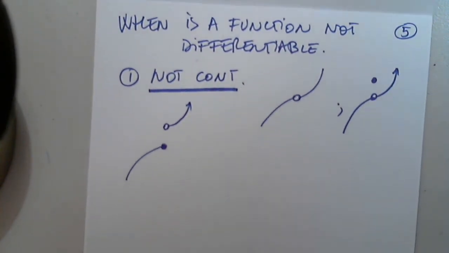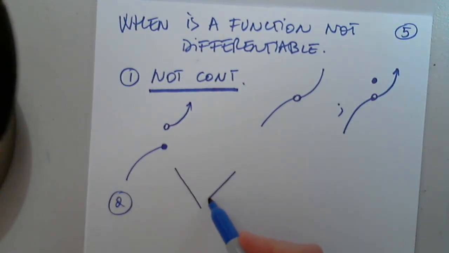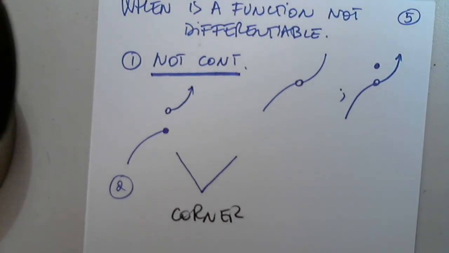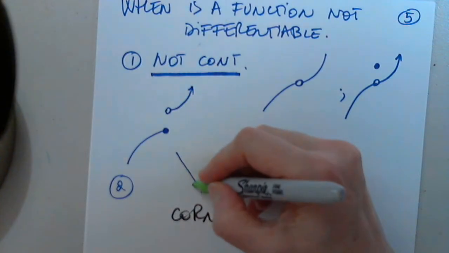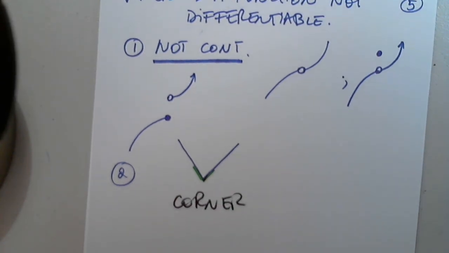Here's case number 2. If it has a corner, it does not have a unique tangent. It has a tangent here with a negative slope and a tangent here with a positive slope. It does not have a unique tangent.